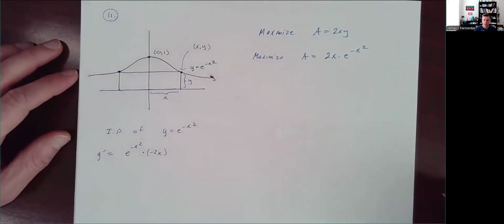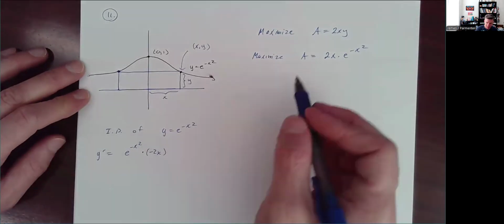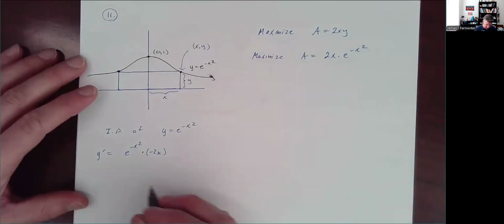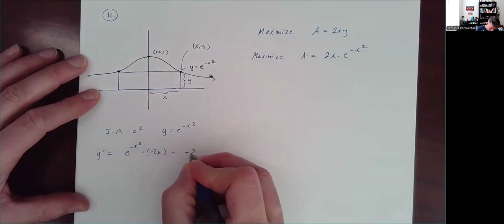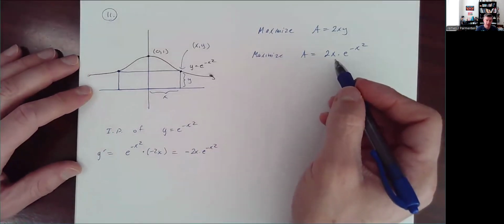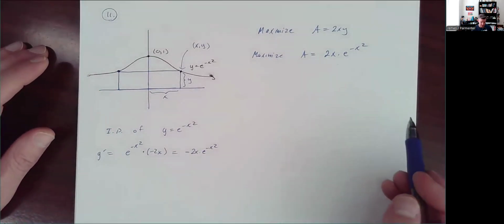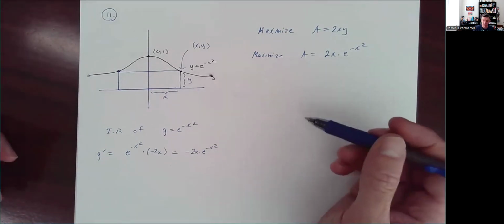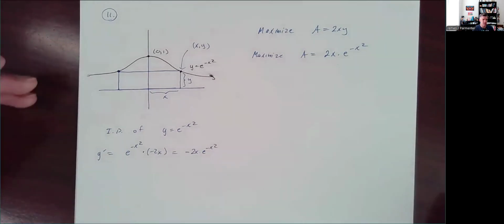Look, these things are virtually the same. The only difference is by a sign. This is negative 2x times e to the negative x squared. This is positive 2x times e to the negative x squared. But either way you do it, when you take the derivative of this and set it equal to 0, or the derivative of that and set it equal to 0, you're still going to end up getting the same critical value.